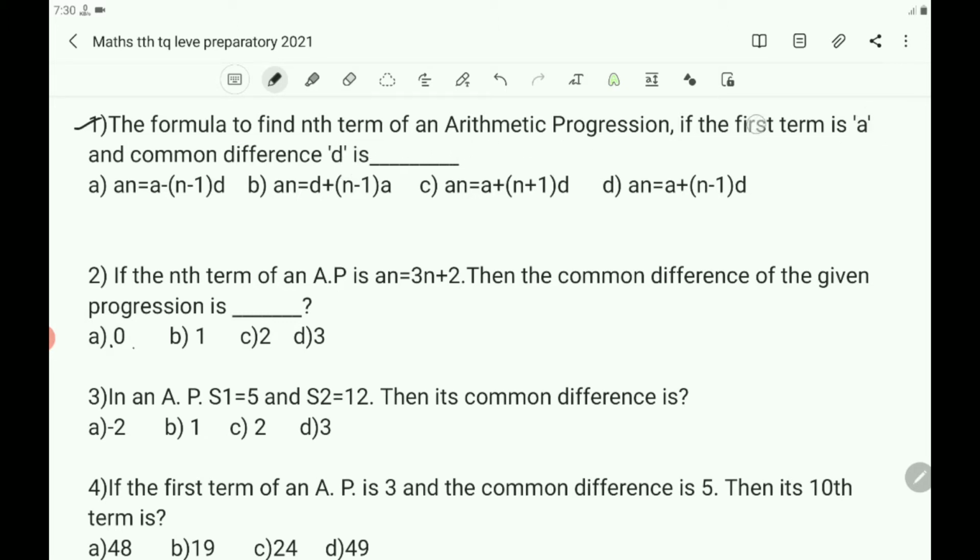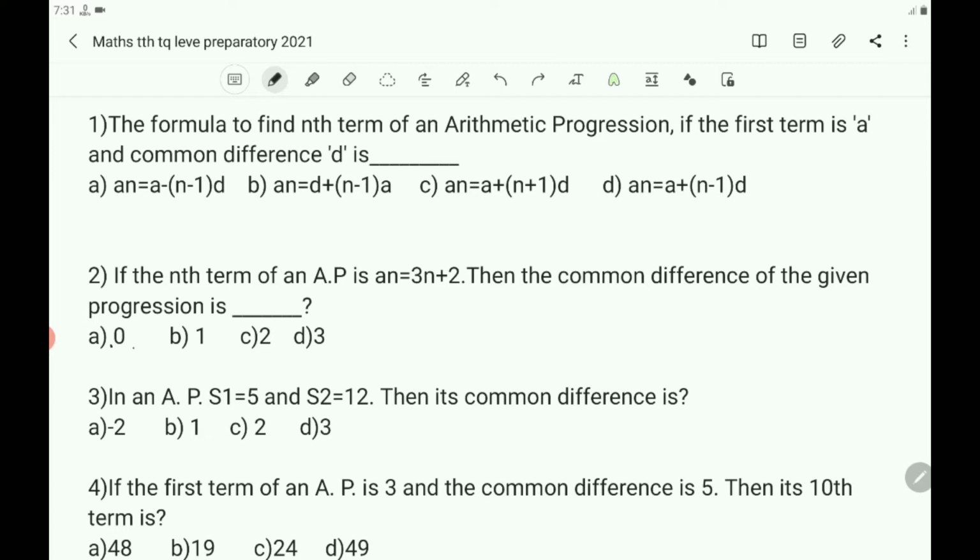You must know the formula to find the nth term of an AP when the first term a is given and the common difference d is given. That formula is an = a + (n - 1) d. Here the first option is wrong because minus is there and here plus is there, but here in the place of d, a is there, so it must be d.